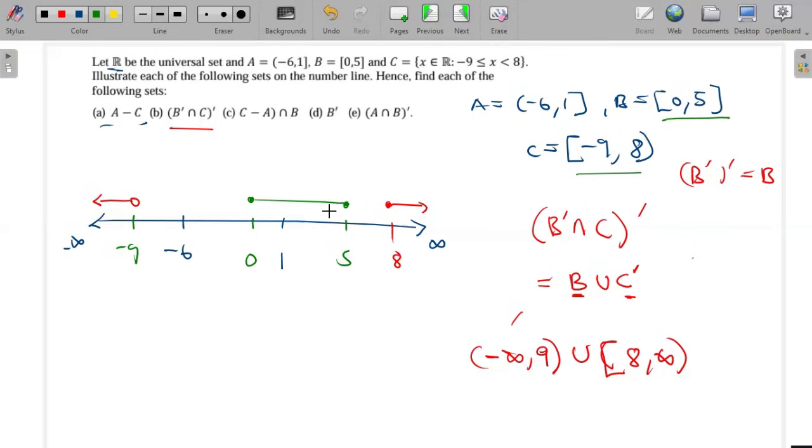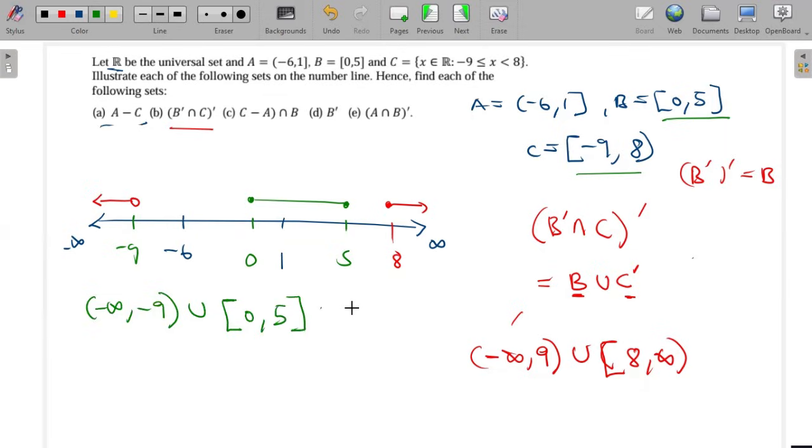So now when it comes to union, just think about you bringing everything together, like join everything together. So I'm just going to join all these sets into one set. So B union C is just going to be the set from negative infinity to negative 9, open there, union. Then this part here, the one which is in between, from 0 to 5, and then I close.